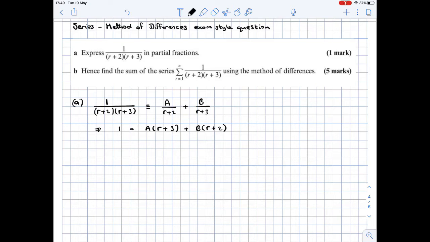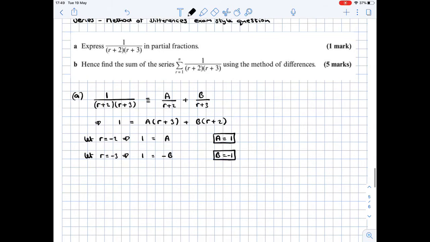Next, let r equals minus 2. Therefore, 1 is equal to A, so A equals 1. Next, let r equals minus 3, which gives us that 1 is equal to minus B, so therefore B is equal to minus 1. This then gives us our partial fractions, which are 1 over r plus 2 minus 1 over r plus 3. And that's the answer to part A.